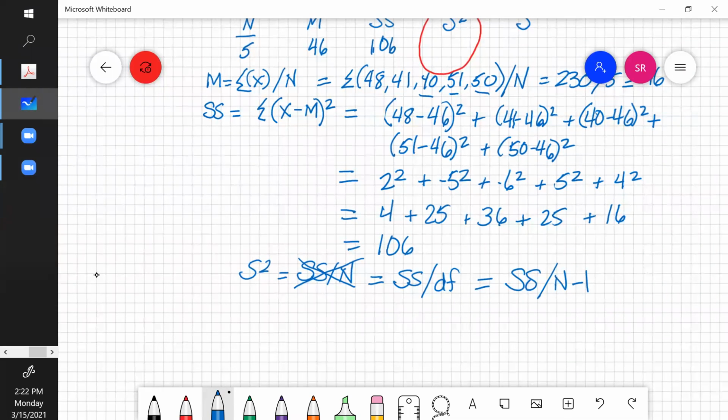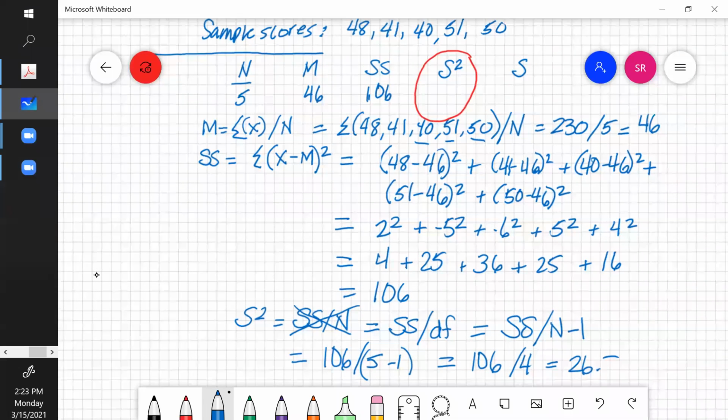So we can do that problem fairly easily. We know that our sum of squares is 106. We can divide by our n, which is 5, minus 1, equals 106 divided by 4. And that is equal to 26.5. So let's fill that in.